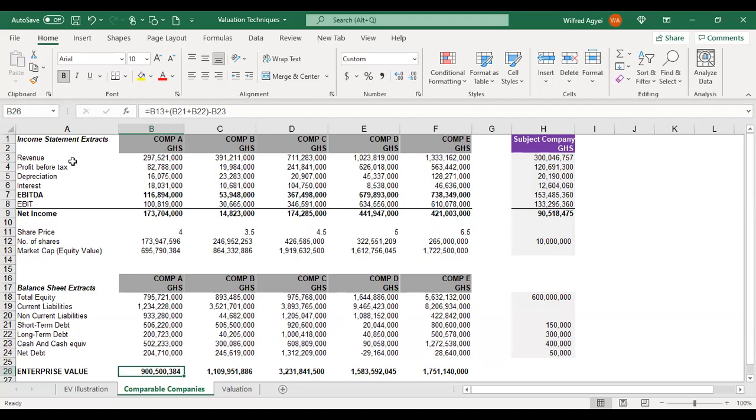There are so many sites and so many videos that you can actually learn valuation from: Corporate Finance Institute, Certified Valuations Analyst Institute, so many of them. There are so many materials available online that you can learn it from. This, I must say, is quite basic, but it starts from somewhere.